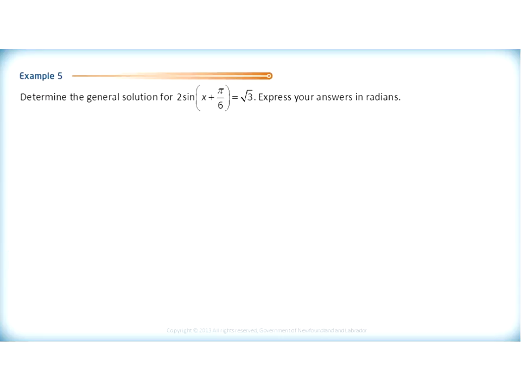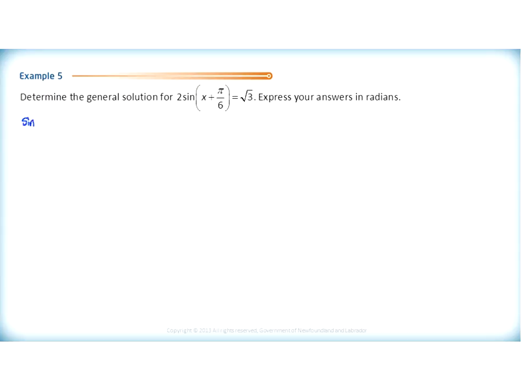And to conclude with the final example, we are asked to determine the general solution for 2 times the sine of x plus pi over 6 is equal to root 3. And we are asked to express our answers in radian measure.